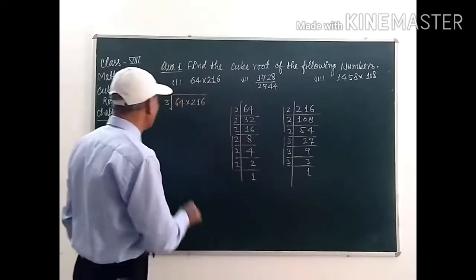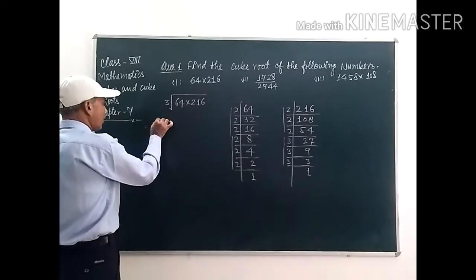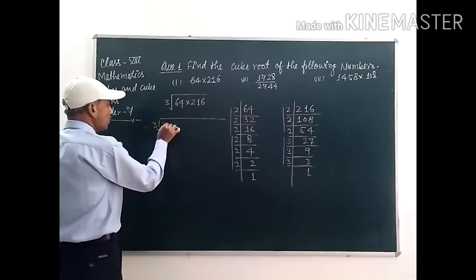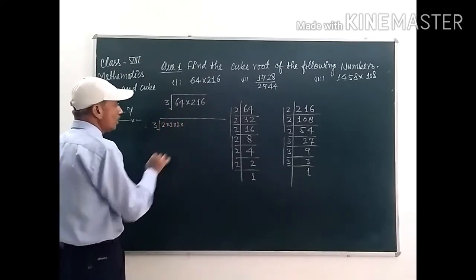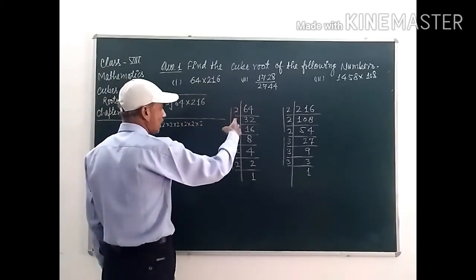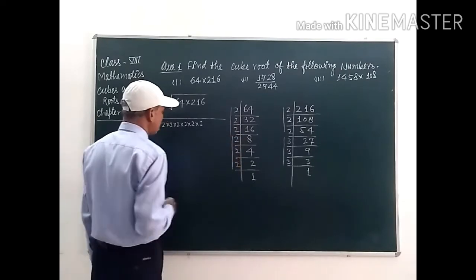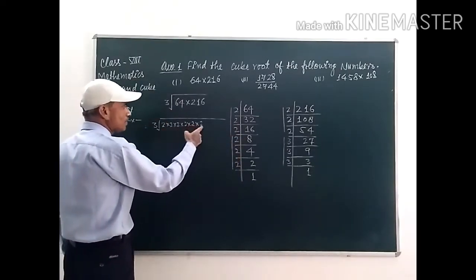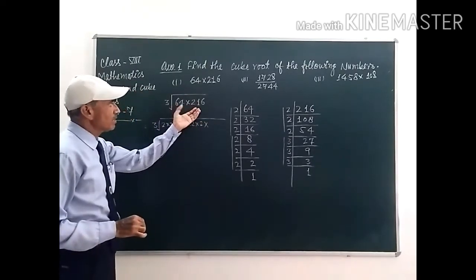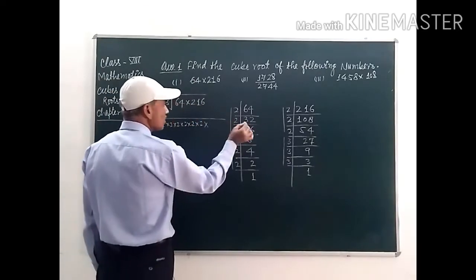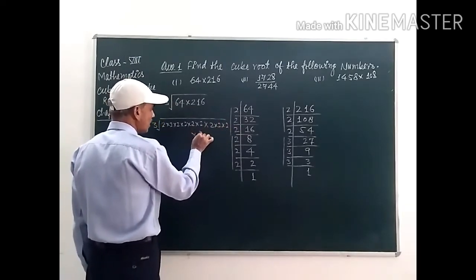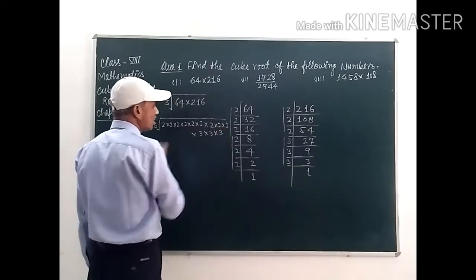Group of 3. Okay, so write here all the prime factors of these two numbers. So 2 into 2 into 2 into 2 into 2 into 2. How many times? 6 times. 1, 2, 3, 4, 5, 6. Again, put a sign of multiplication and write the prime factors of 216. So that is 2 into 2 into 2 into 3 into 3 into 3.